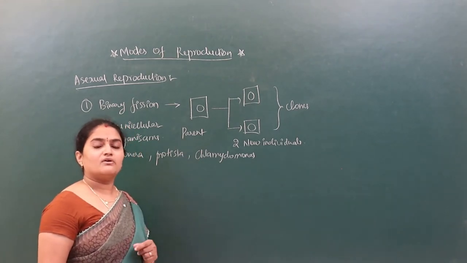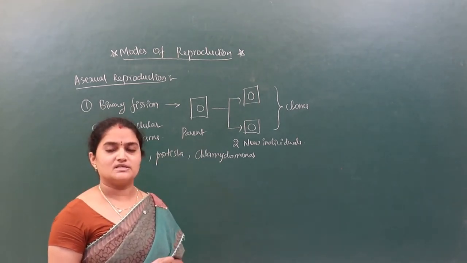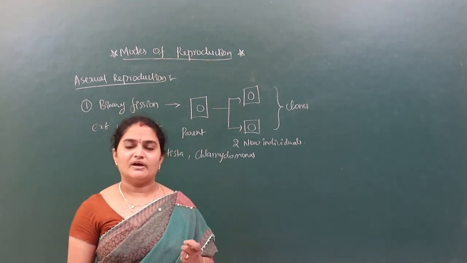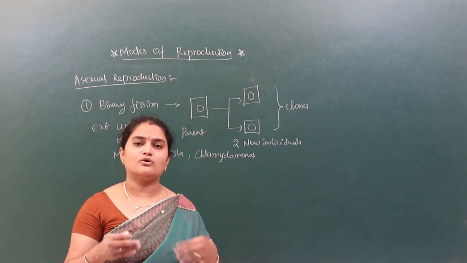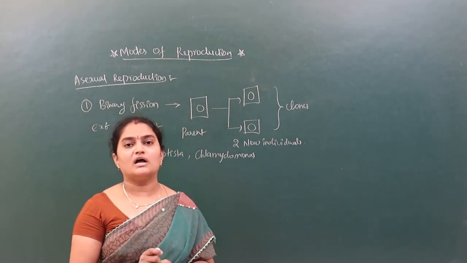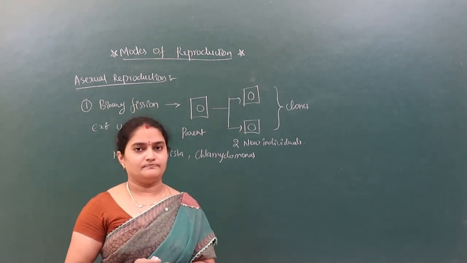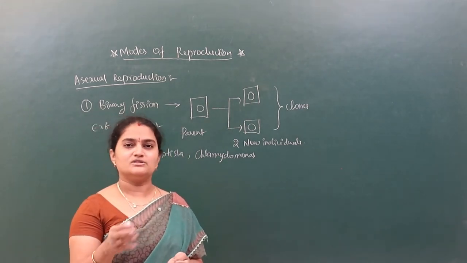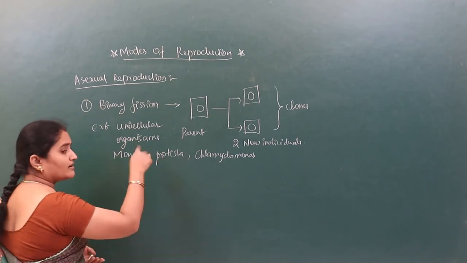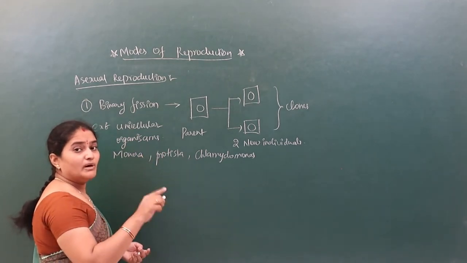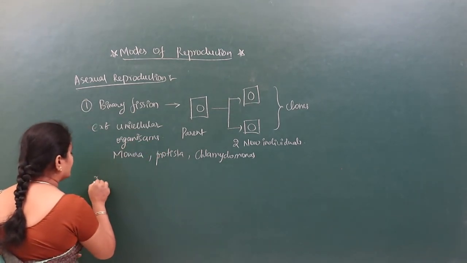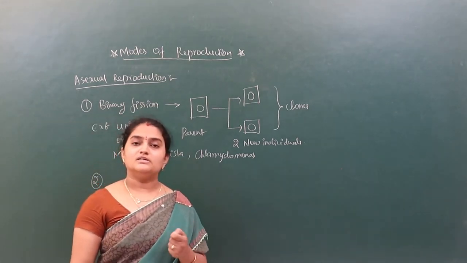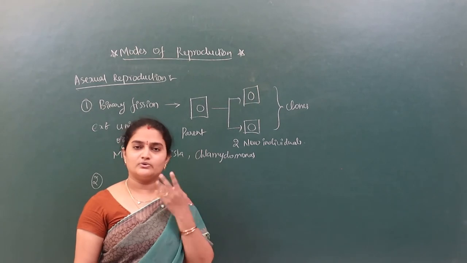And there is another one called multiple fission. Multiple fission is exhibited by the Plasmodium species. When it enters the host, it will undergo multiple fissions to produce new offsprings faster. So that is about an animal, which is covered in zoology. So you can also include multiple fission here. And the next one is asexual spores. Spore formation is also included here.